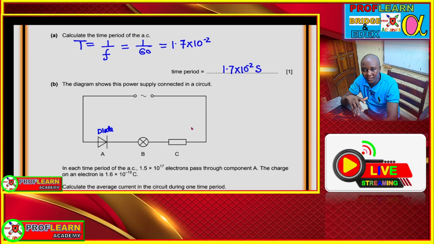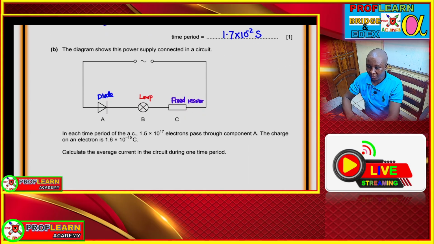Sometimes you may be given a circuit and then you are asked to label the different components that are there. So you need to understand and know different standard symbols which are done in IGCSE.